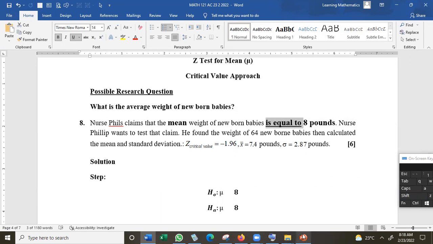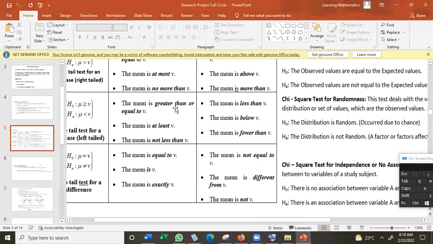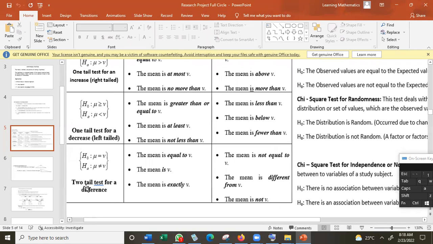So to get the symbol for is equal to, we go to this table. This table has all the symbols for all the words that may be mentioned, and we look for is equal to. So here, the mean is equal to; you can say is equal to, you can say is, or you can say exactly, and here's the symbol for it. Now the equal sign is for the H0. The H0 always carries the equal sign, and the HA now carries the not equal sign.